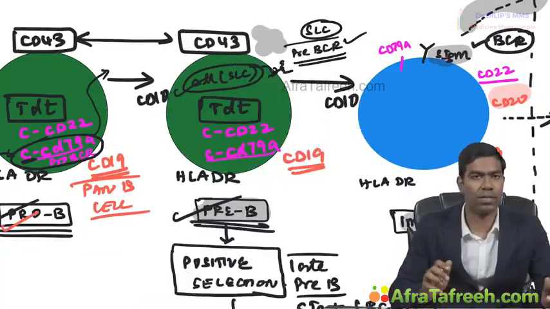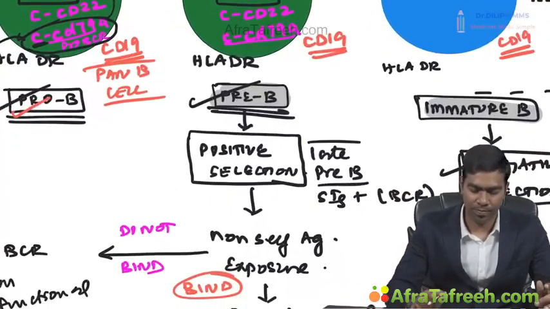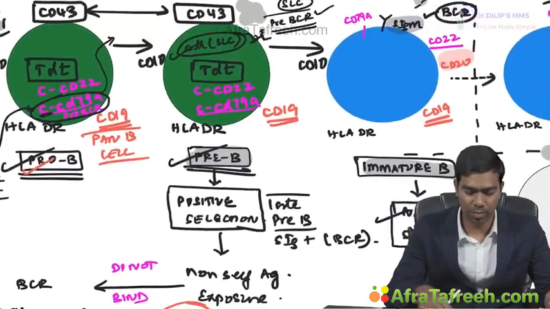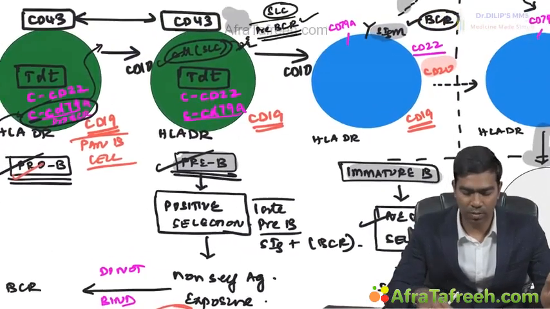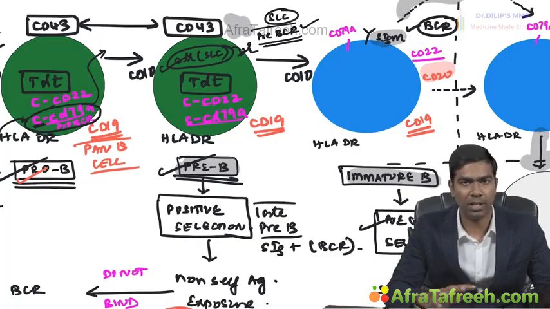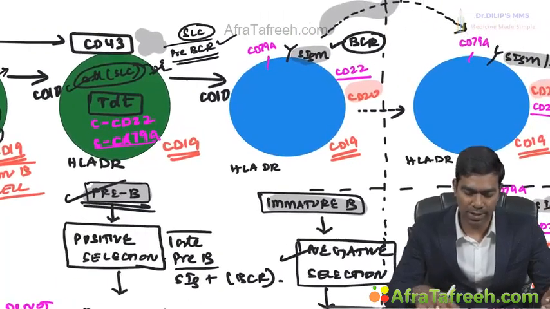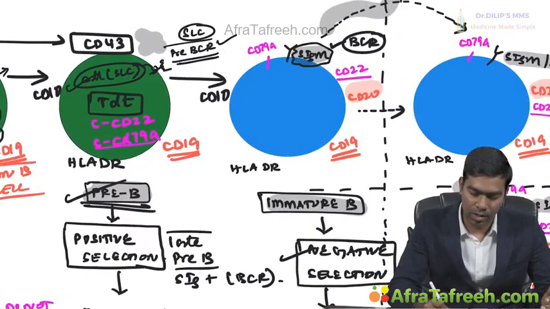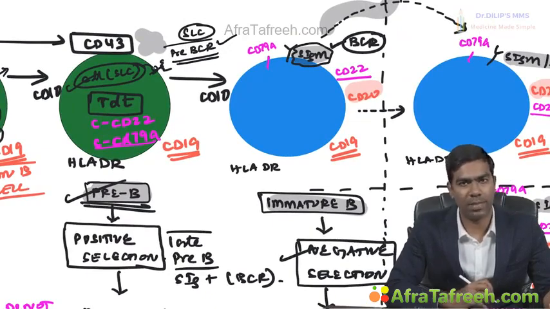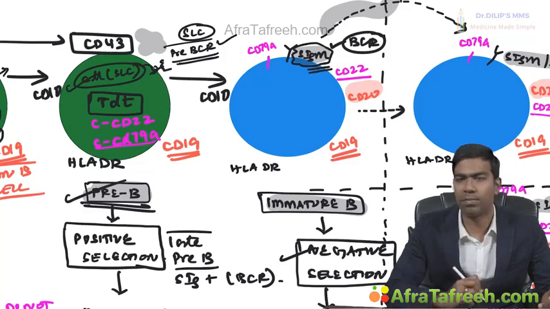So this is what we refer to as the pre-B cell receptor, or simply the surrogate light chain. This is what is going to undergo the selection process. So this is what happens in the pre-B cell and the pro-B cell stage. Now you can see the surface immunoglobulin has also been expressed, and typically the surface immunoglobulin is IgM.